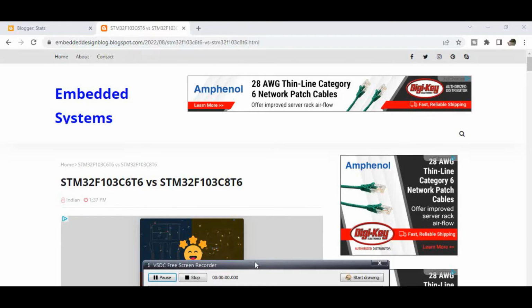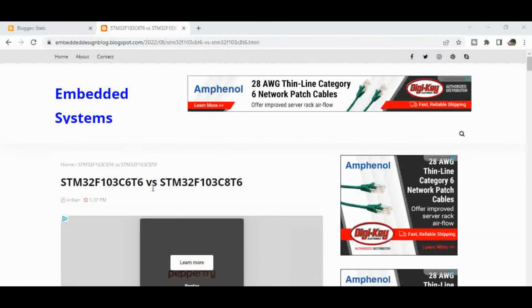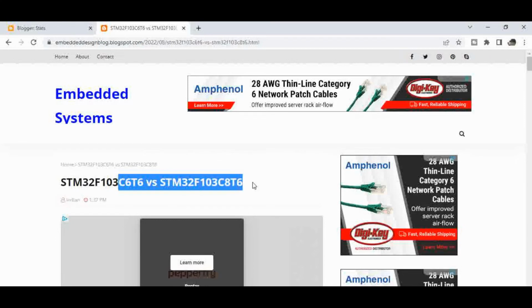So now we will see what the differences between C6T6 and C8T6 are. This is our first video on this STM32. We will continue talking about this particular microcontroller, how to program it, and how to work on different aspects of it in future videos. Okay. So we can look at the differences between C6T6 and C8T6.